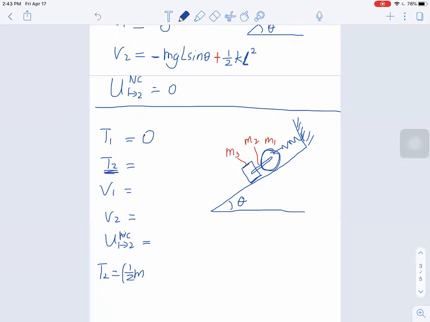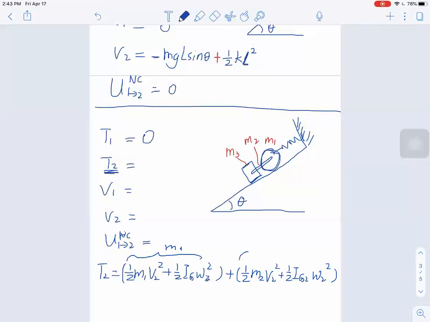1/2 m1 v2 squared plus 1/2 Ig omega 2 squared. So this is just for your mass 1. So we need to sum what is M2. So 1/2 M2 V2 squared plus 1/2 Ig2 omega 2 squared. This is for mass 2.